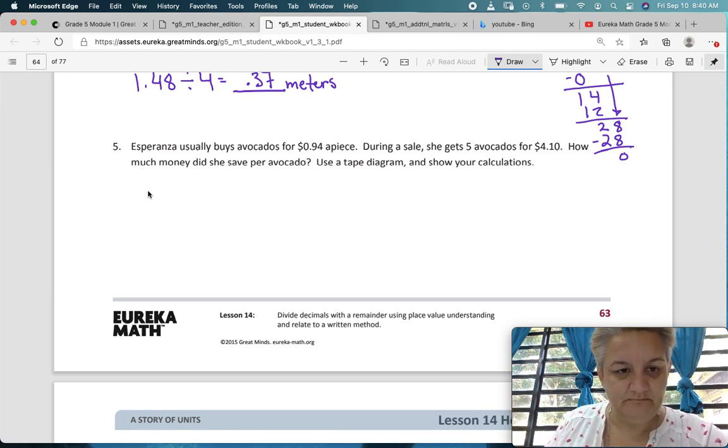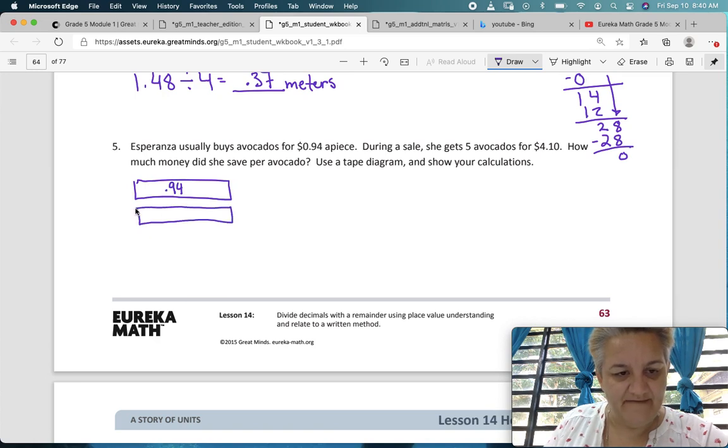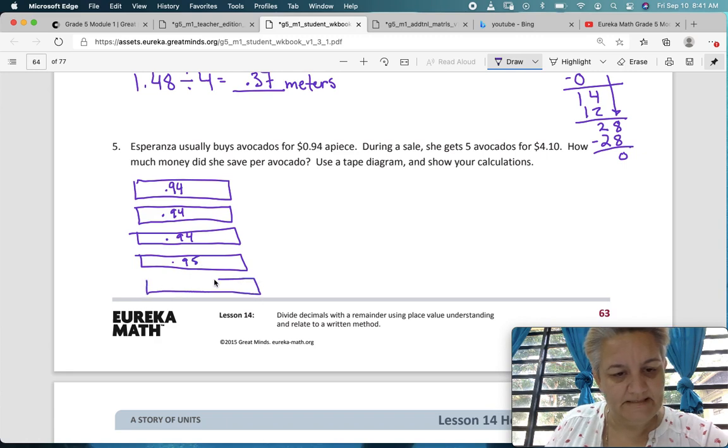Okay. So she usually buys them for 94 cents a piece. If she were to get 5, we could add those or we could just multiply by 5. This is a 2-step problem. So this would be 94 cents times 5.